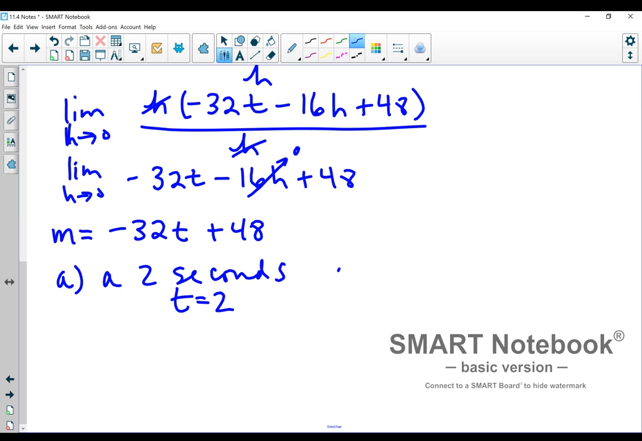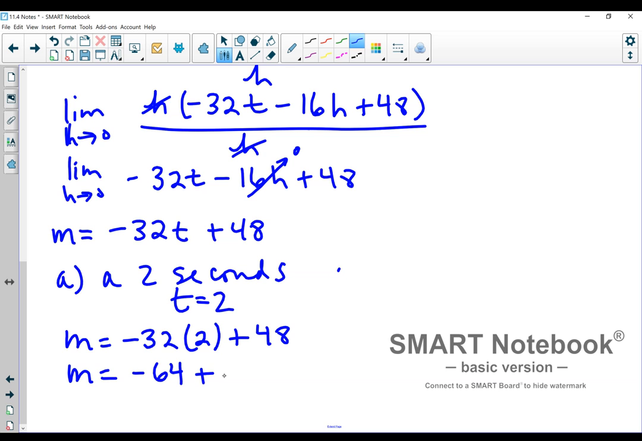So now all I have to do is plug that in. So m is going to equal negative 32 times 2 plus 48. And I went ahead and did some reading because I was worried. I didn't know if we're going to get a negative answer here, and I was not quite clear on that.